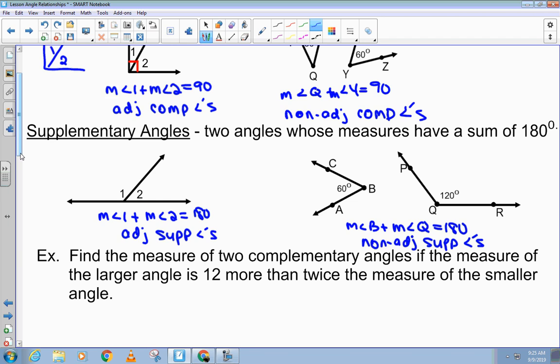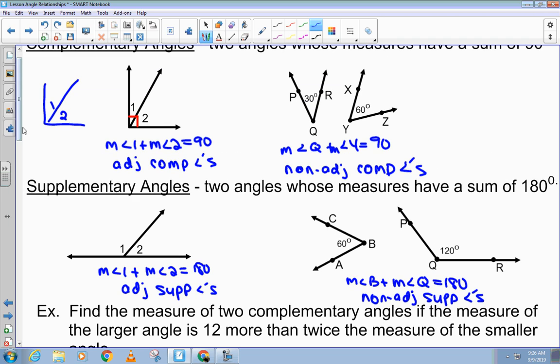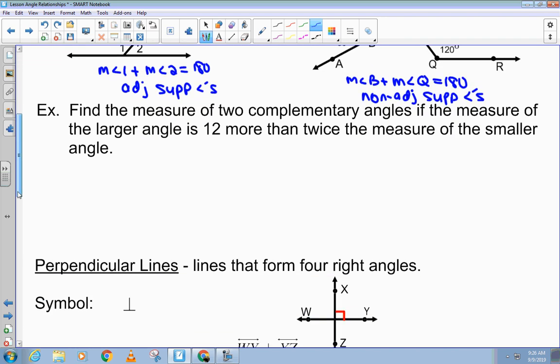Another thing that you might see is that instead of saying they're complementary, it might say angle 1 is a complement to angle 2. In this case, angle 1 is a supplement to angle 2. That's still, if something's a complement of something else, that means they're complementary. If something's a supplement to something else, then that means that they're supplementary. Alright, let's look at this example.